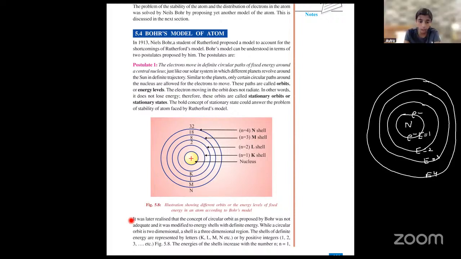It was later realized that the concept of circular orbit proposed by Bohr was not adequate, and it was modified to energy shells with definite energy. While a circular orbit is two-dimensional, a shell is a three-dimensional region. The shell of a definite energy was represented by letters K, L, M, N, etc., or by positive integers 1, 2, 3, etc. Figure 5.8. The energies of the shells increase with the number n equal to 1.